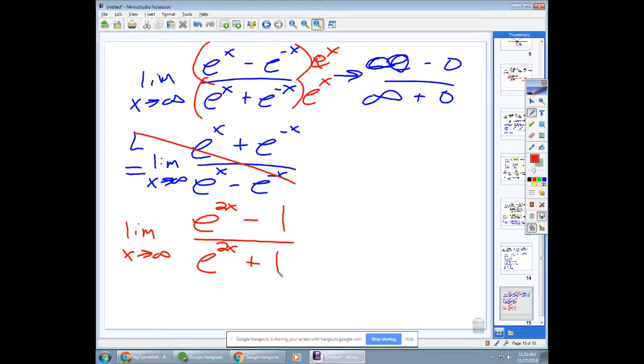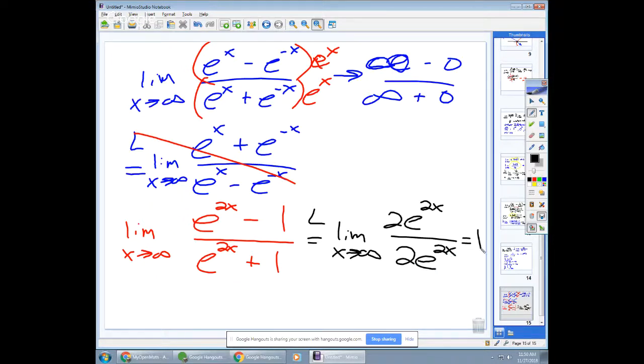And if I try to cheat here, I get infinity minus 1 over infinity plus 1, which is infinity over infinity. Now apply L'Hopital's rule. It's 2e to the 2x over 2e to the 2x, which is just 1. So the limit is 1.